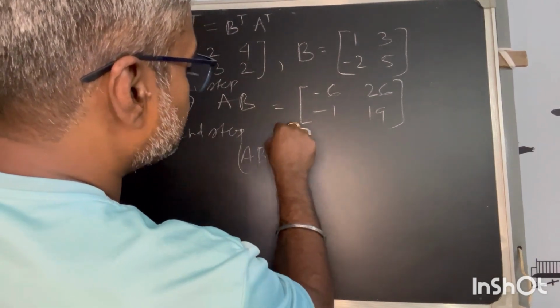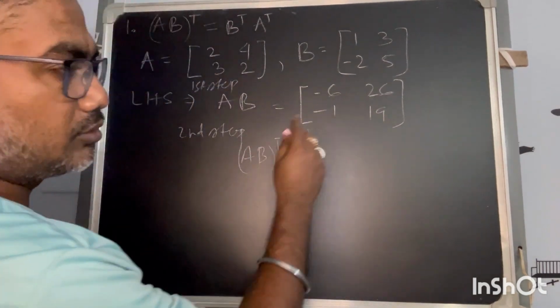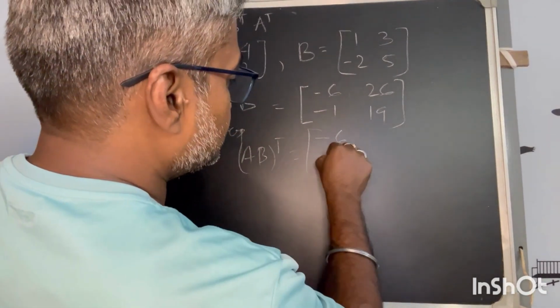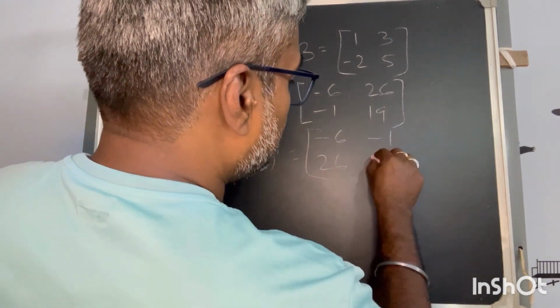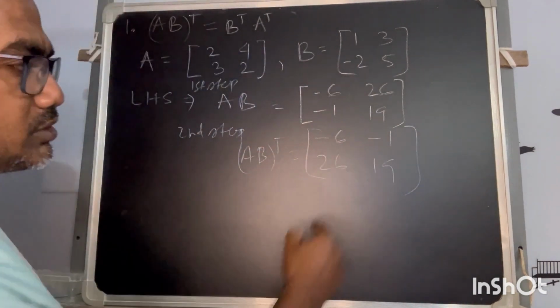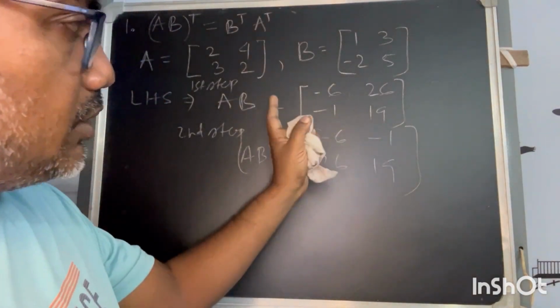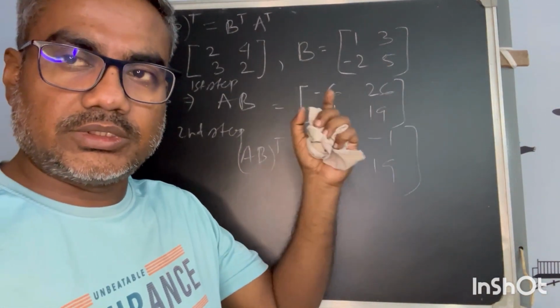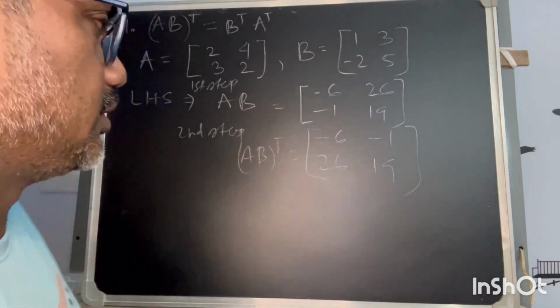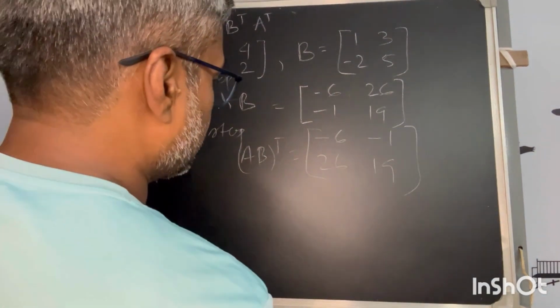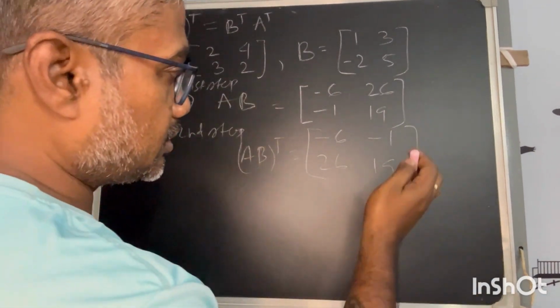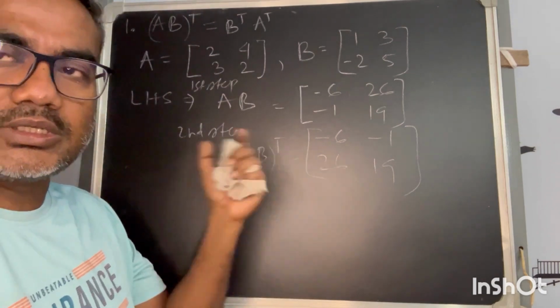Transpose is nothing but converting rows to columns. So -6, 26 will come here, -1 will go there. That means only the cross transposition between these. If it is 2 cross 2, this is very easy. For 3 cross 3, you have to take care of rows and columns. Be careful when transposing, because sometimes the digits are not in the correct orientation and that is wrong.